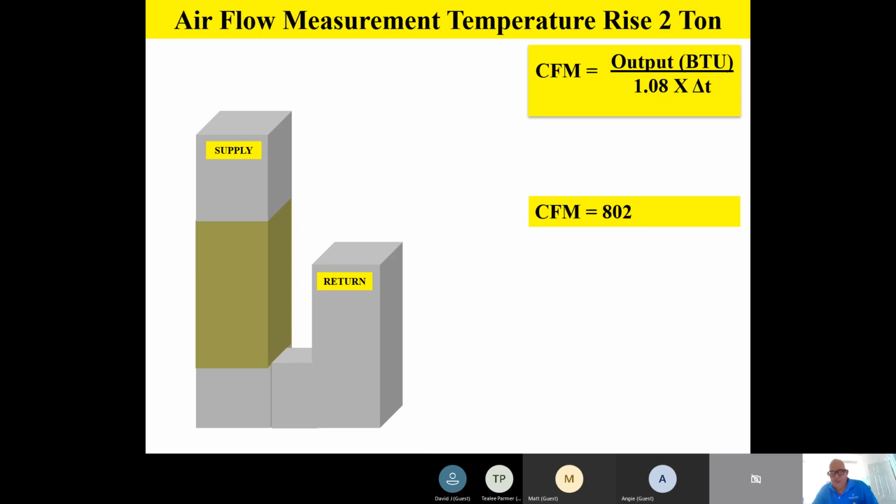So I've got a 2-ton unit and I'm designing my ductwork for 400 CFM per ton. And in our example, I've done the temperature rise method, and I see on my 2-ton unit, my ductwork is providing 802 CFM on a 2-ton unit. We're in good shape.